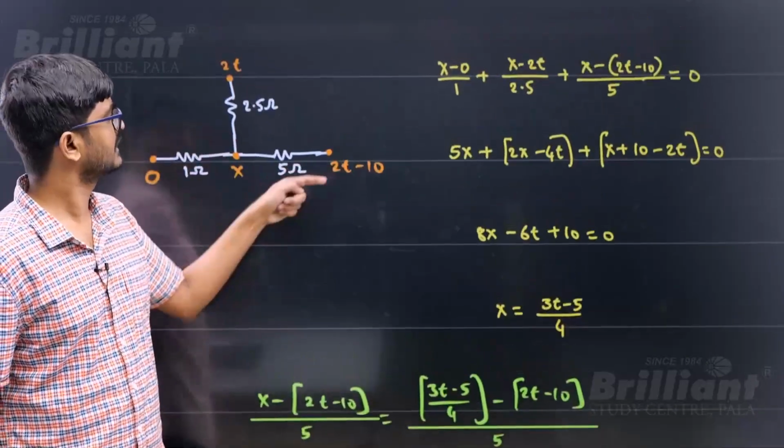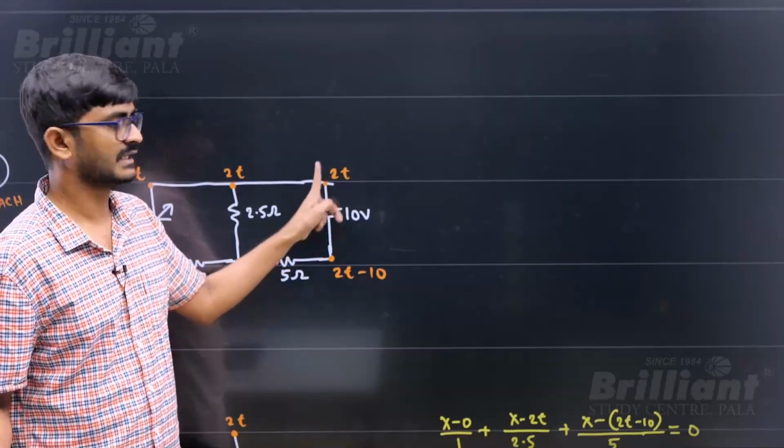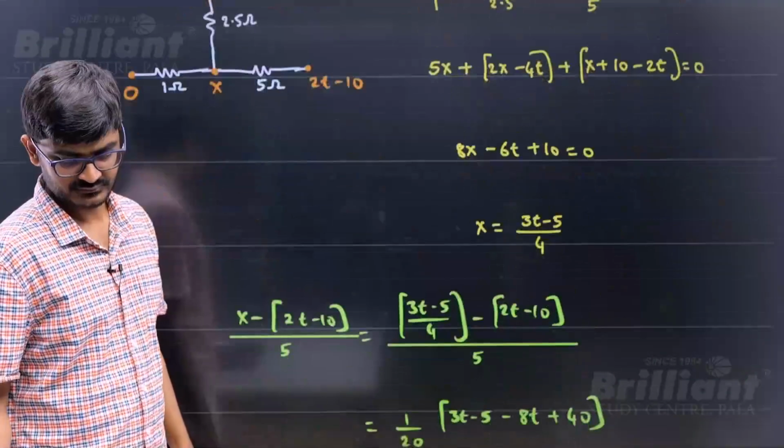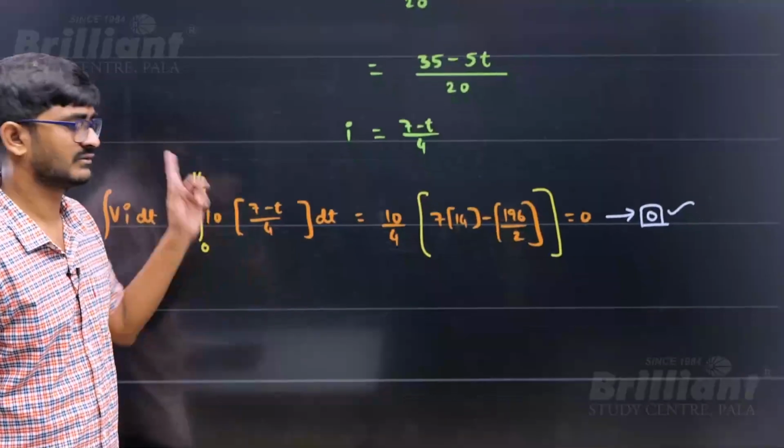So what does this current mean? Basically, I'm calculating the work done by this battery, or the energy given by this battery. So from there I'll be getting the current. Once I get the current, I'll be finding the work done by that battery.